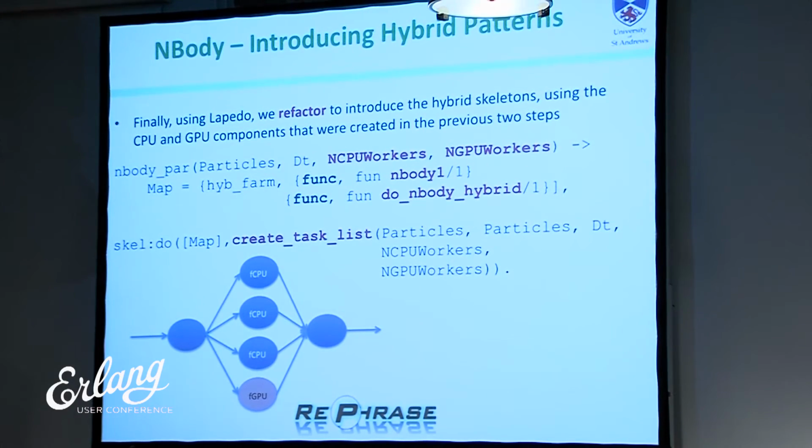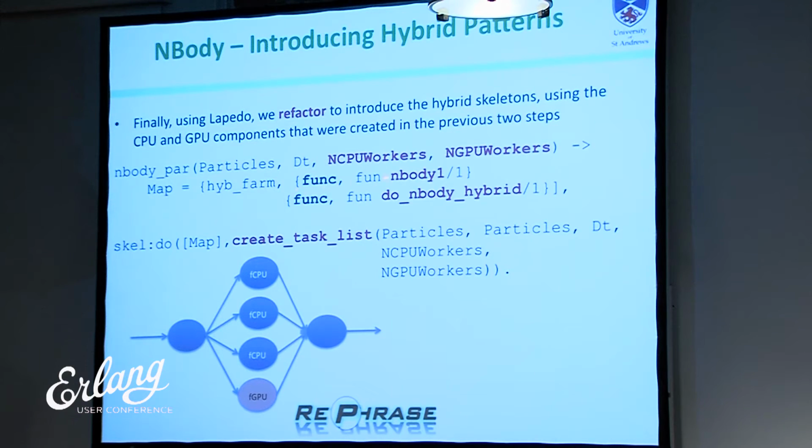I'll tell you a little bit about how this information is derived in a moment. And then it thinks, so this is what a skeleton pattern looks like, by the way. So here you've got an atom that describes what pattern you're using. Here we're using a hybrid farm. And the farm takes two types of workers. It takes a CPU worker, and it takes a GPU worker. So the first one is the CPU nBody1. The second one is the hybrid version, the GPU version. So this is generated automatically from the previous step.